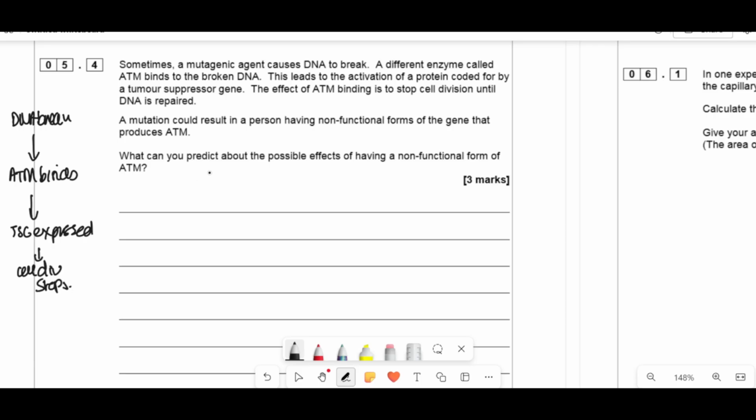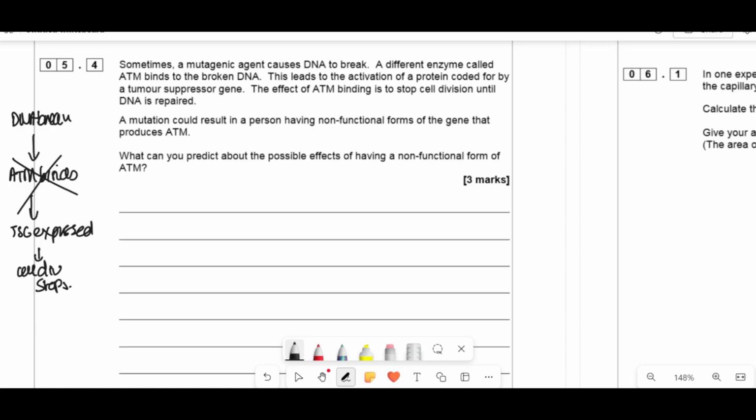The question says, what can you predict about the possible effects of having a non-functional form of ATM, as in, this doesn't work anymore? What could possibly happen? Well, DNA breaks, ATM doesn't bind to it anymore, no tumor suppressor gene expression, cell division will carry on, which means you could end up having non-functional cells that aren't doing the job properly. That's all it's saying.